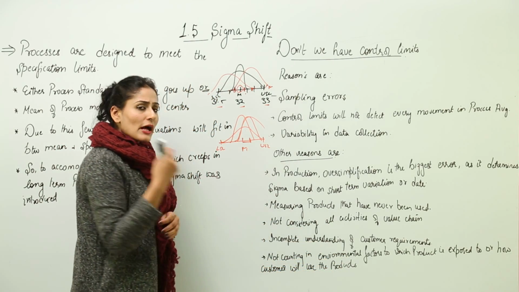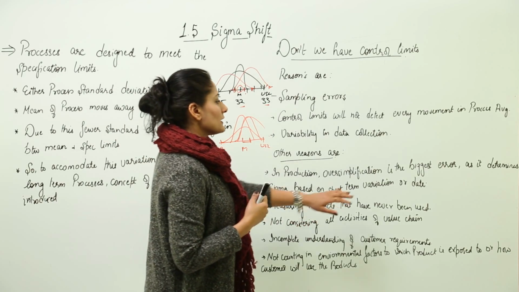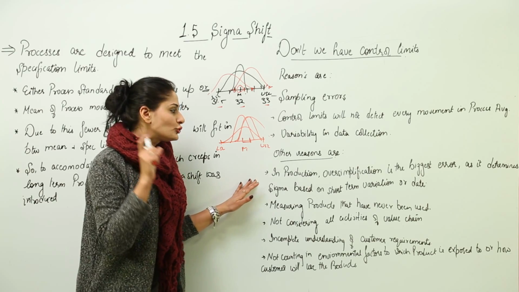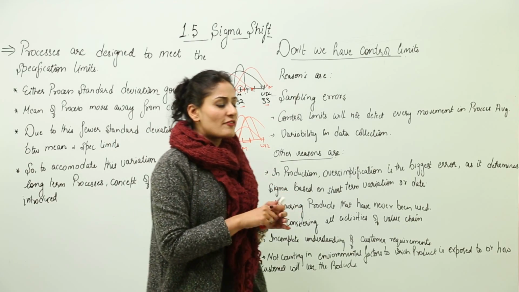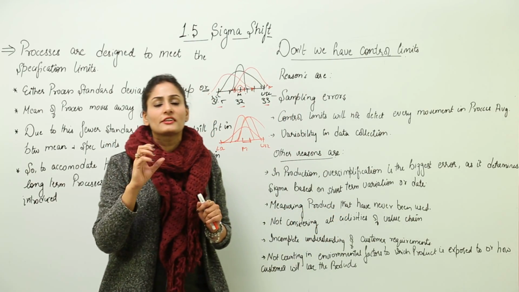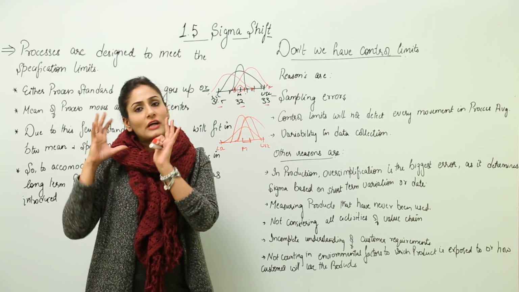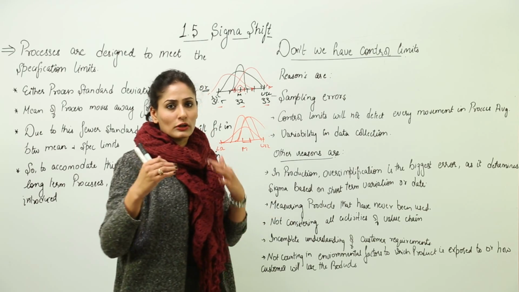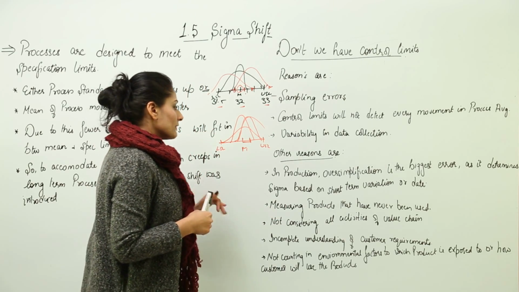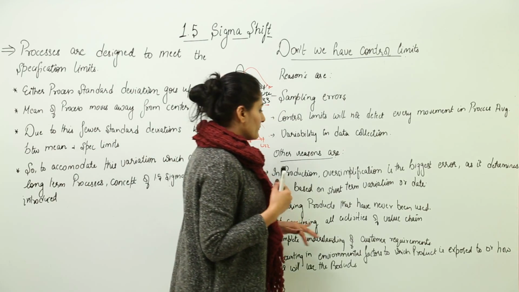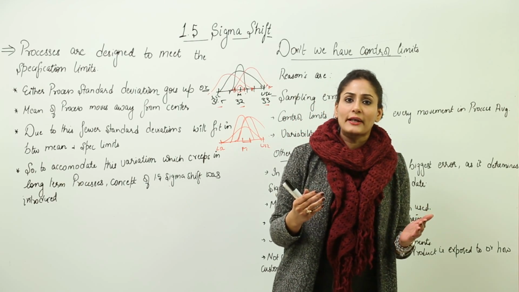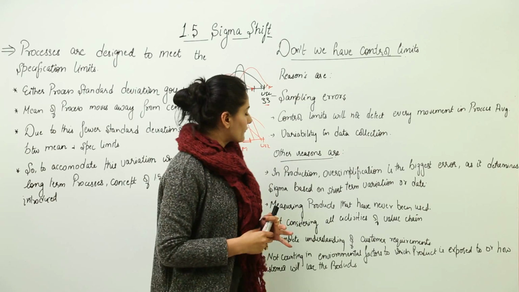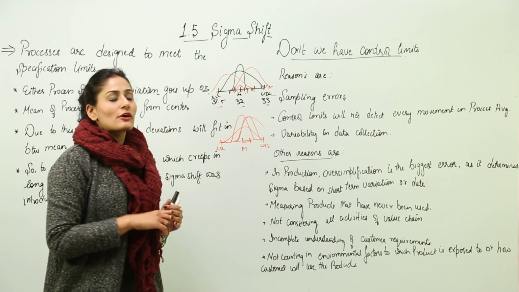For example, in production, oversimplification is the biggest error, as it determines sigma based on short-term variation or data. So here what you do is you just consider what the sigma level is based on the data collected on short-term processes. That's just going to cause problems when you're talking about long-term processes. Then you just measure products that have never been used, right?